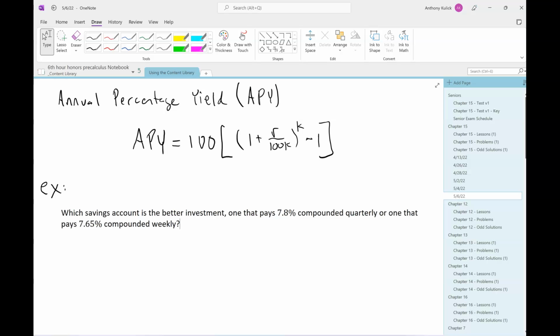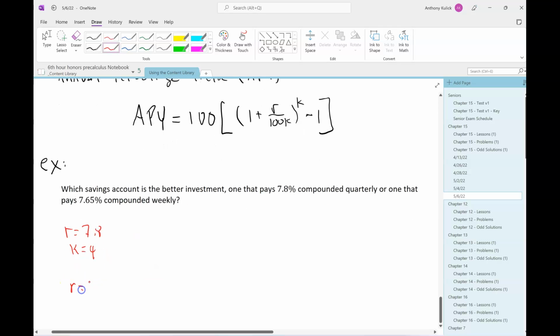So we have, which savings account is the better investment? One that pays 7.8% interest compounded quarterly, or one that pays 7.65% interest compounded quarterly? And I think I said quarterly both times, and it definitely says weekly on the problem. My apologies.